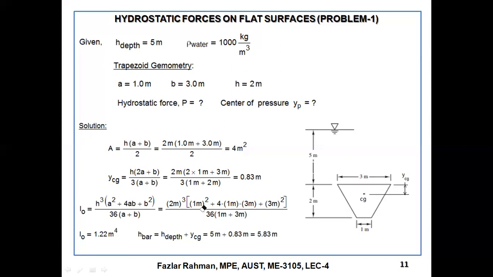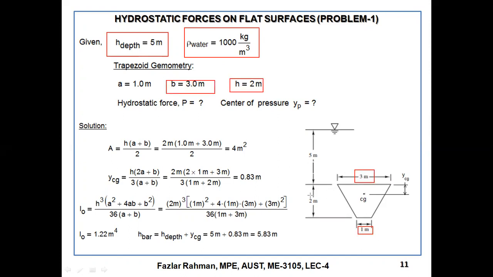Okay, but you have two options. You can write down what data is given. On the right side you can draw the figure, or at the top of your answer sheet you draw the figure, and in the bottom you say what data is given. So in our case, depth of water is given 5 meter, density of water given, and A equal to 1 meter, B equal to 3 meter, and H equal to 2 meter.